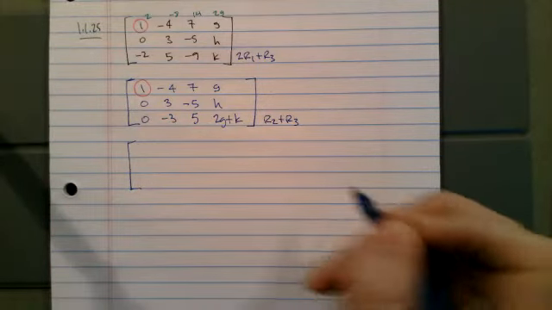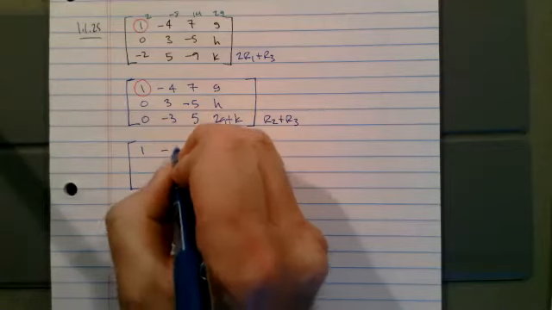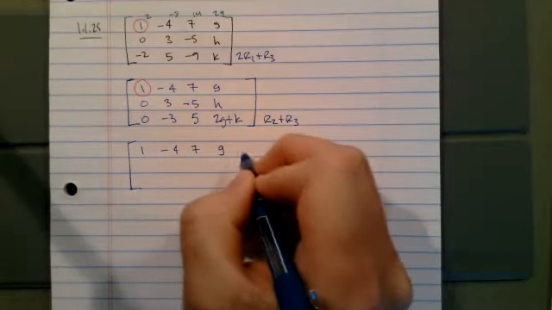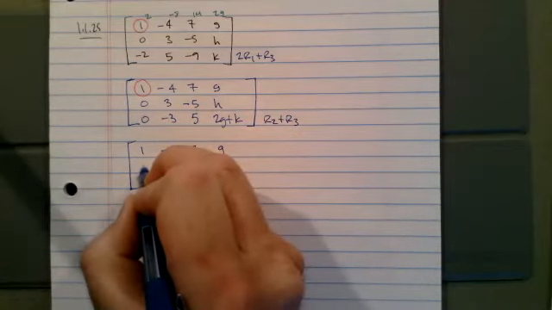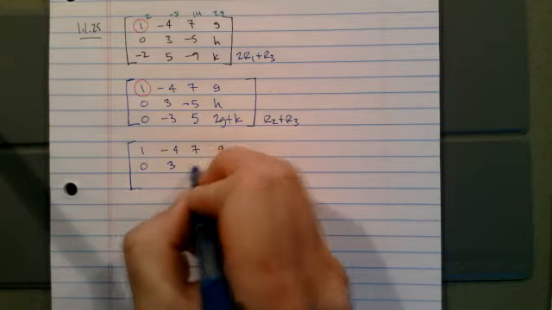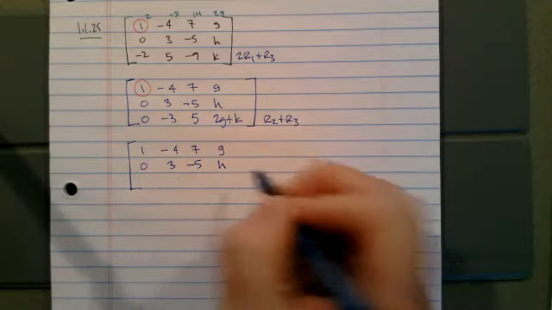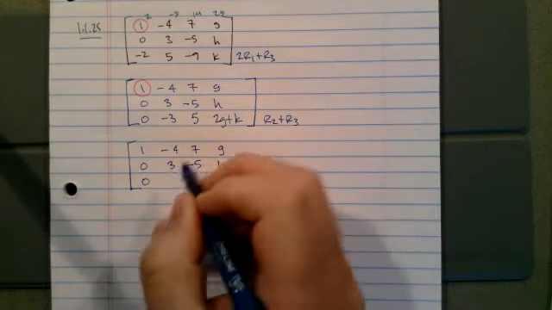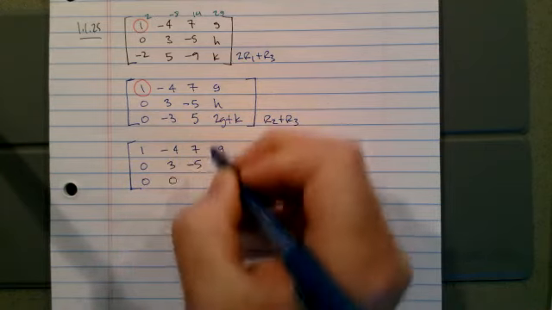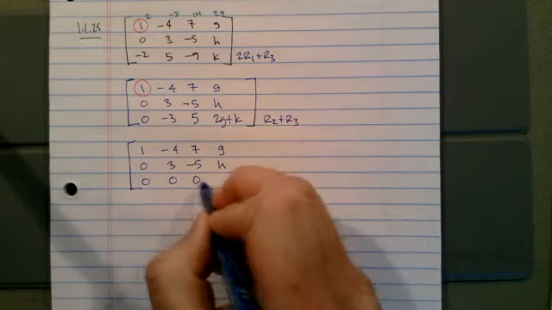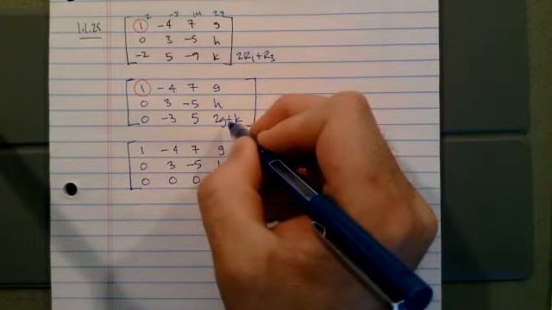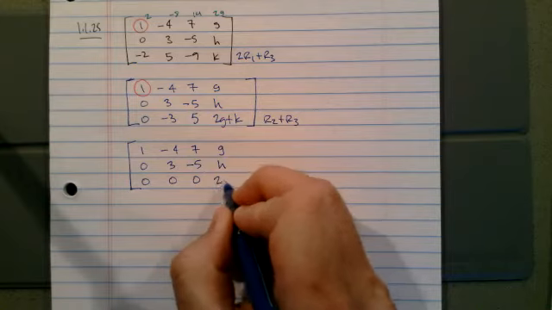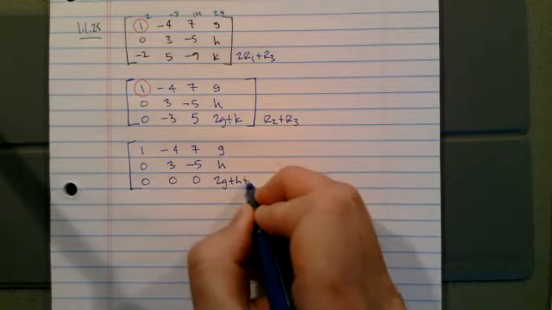My first row stays the same at 1, -4, 7, and then G. My second row is also going to stay the same, 0, 3, -5, and H. And my third row will become 0 and 0, which is 0, 3 minus 3 is 0, -5 and 5 is 0. And then 2g plus h plus k.